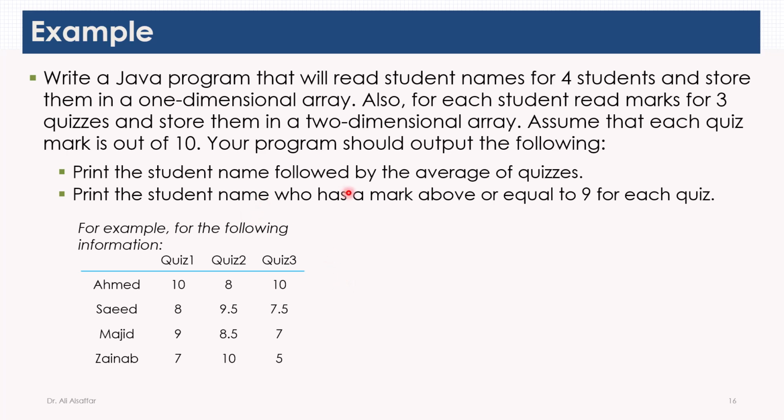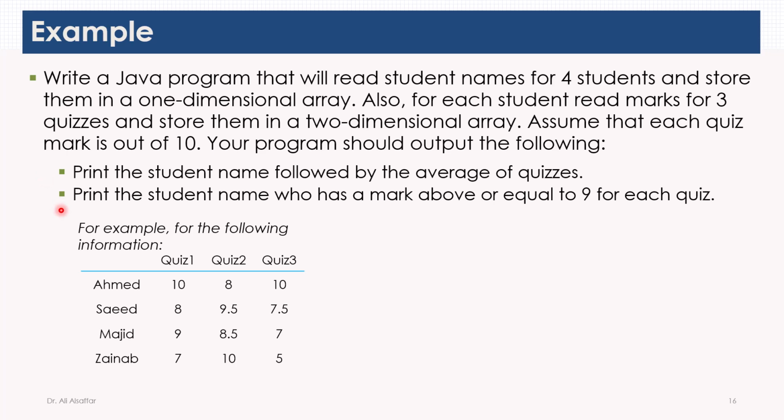Now if you want to print the name followed by the average of the quizzes, we will go for the first student Ahmed, and then we will add his quizzes 10 plus 8 plus 10. The sum is divided by 3 and we print the average. So we print Ahmed and then we print the average by visiting the first row. Then we go to Saeed, we print Saeed, and also we add 8 plus 9.5 plus 7.5 and the sum is divided by 3 and we print the result. So notice that we are visiting the data row by row. Therefore, to answer the first part, we need to process the 2-dimensional array row by row.